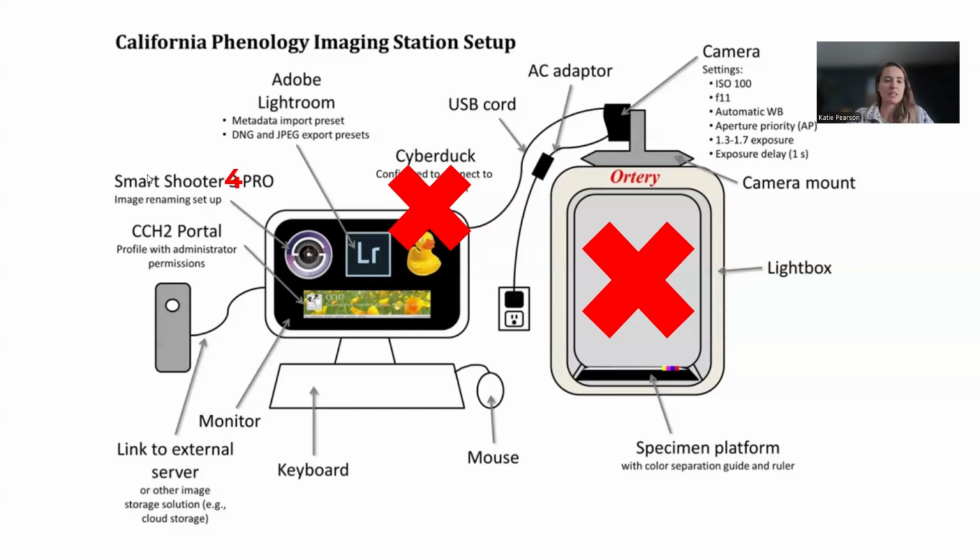The reason why we used Smart Shooter 4 is because it had a function where it would automatically scan the image for a barcode and then rename the record according to that barcode. But since then, we have found free software that will do that for you. So we don't need to use Smart Shooter after all. And I can put some links in the chat about those tools.